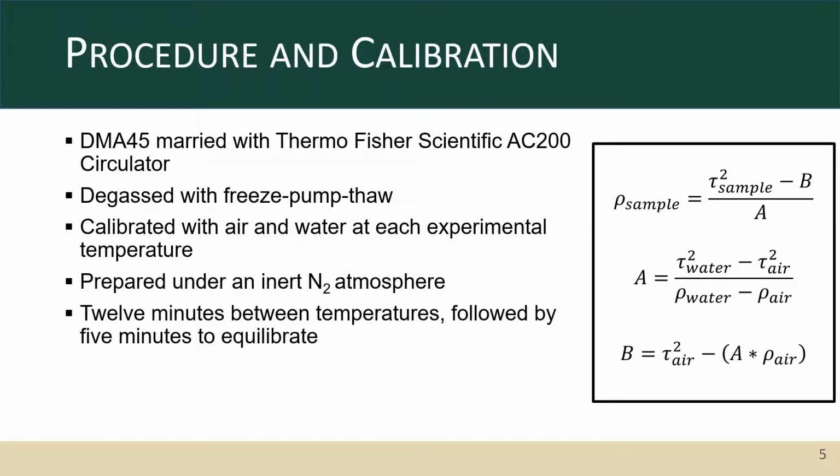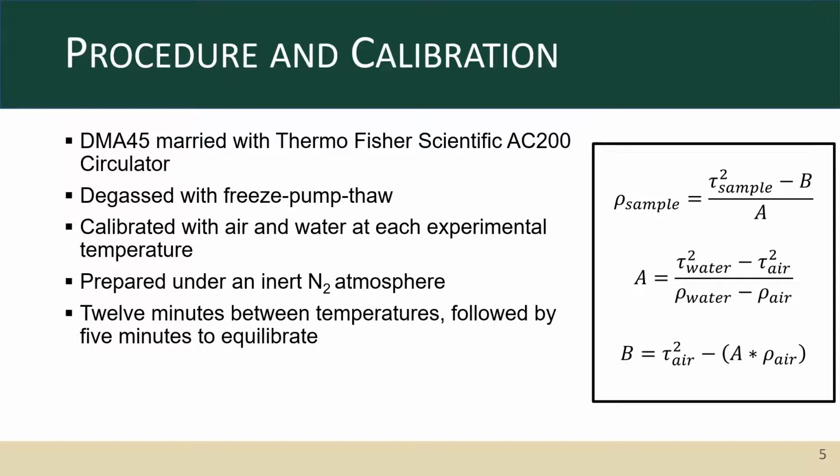The calibration was done with air and water at each temperature through the equations on the right. So the rho, or the density of the sample, is related to the period of oscillation tau squared minus constant b, all divided by a constant a. The a is determined between the period and the density of water and air, looking at the difference between those to give a slope. And then the b is an intercept value that uses the values of air.